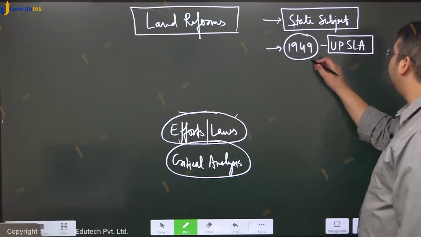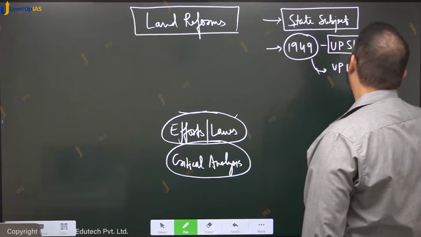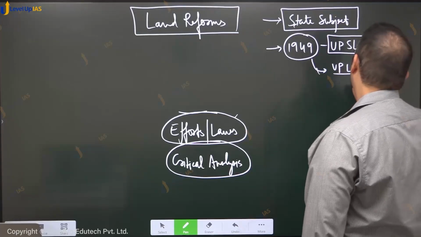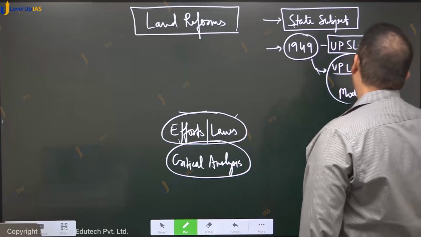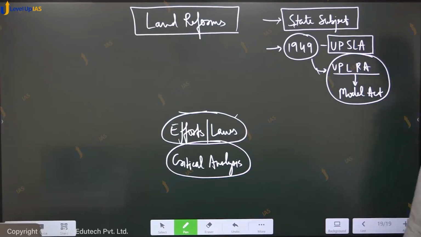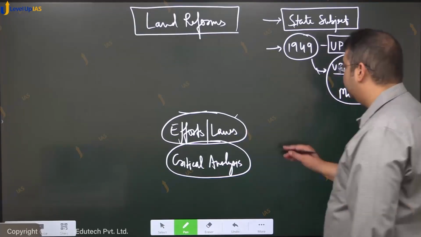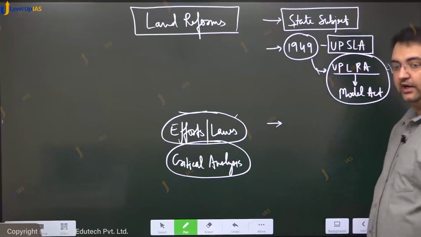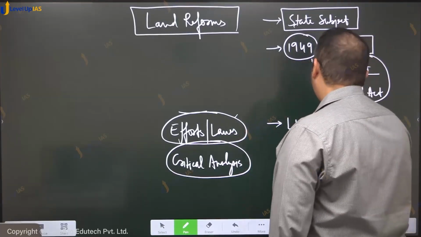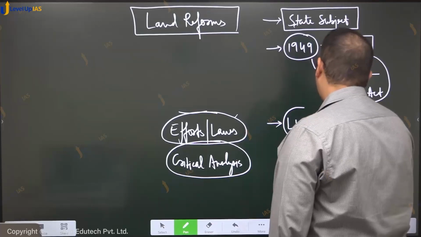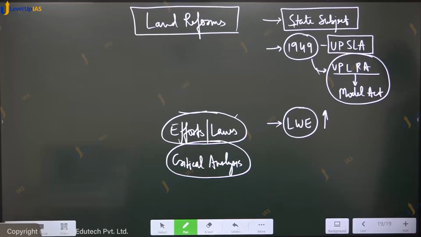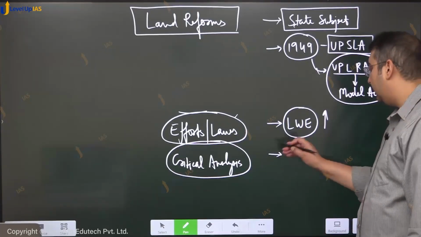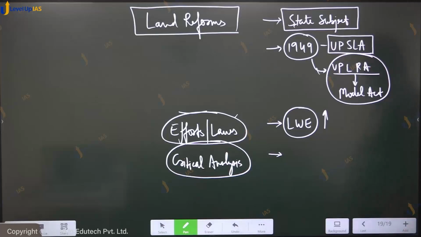Now, this would become the Model Act for other states. However, progress remained slow, especially in the first decade after independence. But what happened because of this? Left wing extremism, a form of Maoism, began to rise, especially in eastern and southern India. Therefore, a greater sense of urgency regarding land reforms was felt.